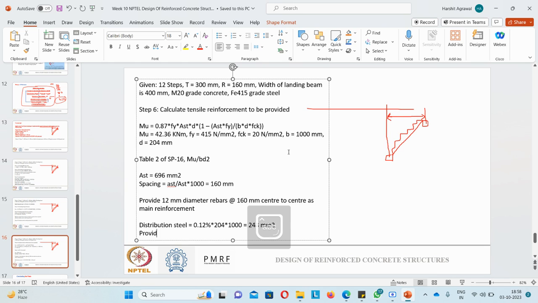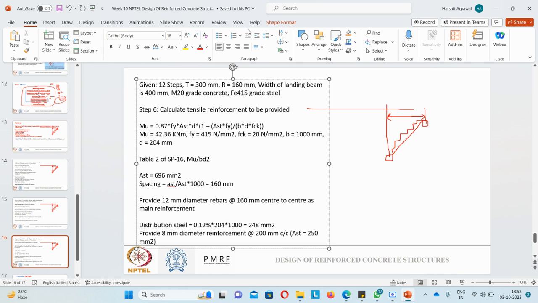So for this you can provide 8 mm diameter reinforcement. You can assume the reinforcement dia that you want to provide. So I am assuming 8 mm diameter reinforcement. I will provide it at a spacing of 200 mm center to center. Okay, center to center. This will give me an AST of 250, which is more than what I require.